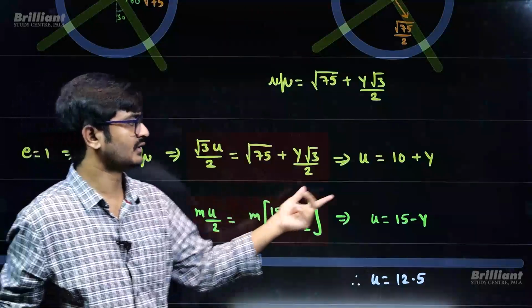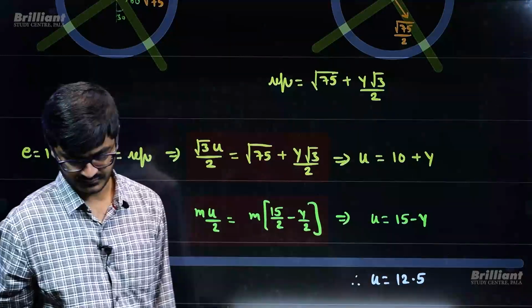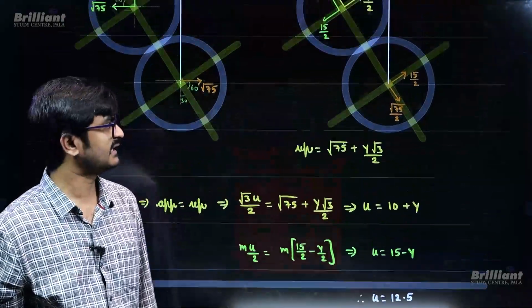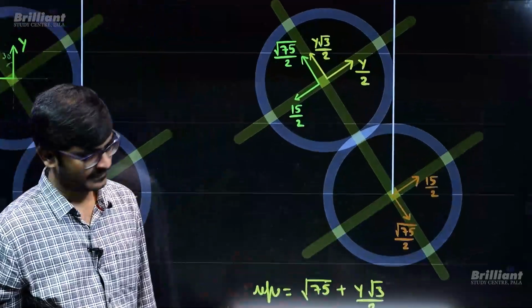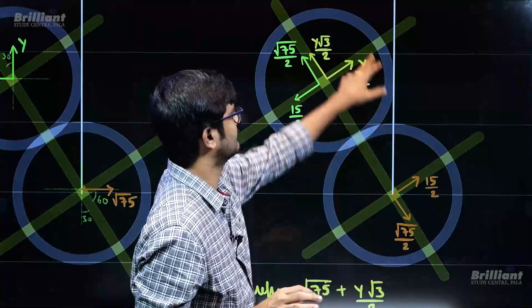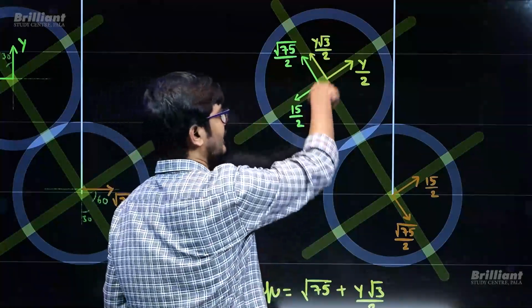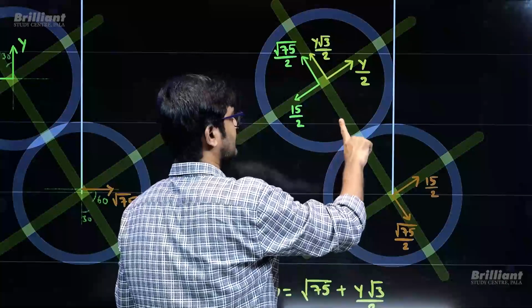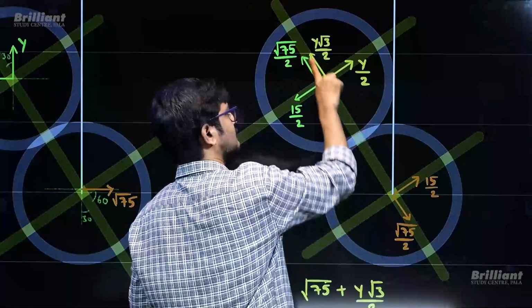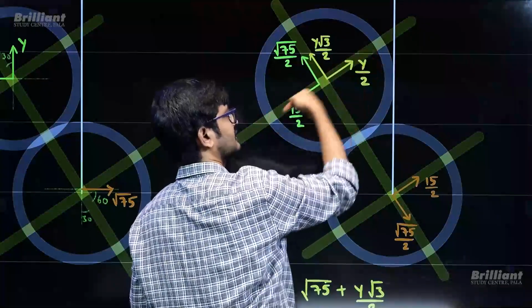But I need to get one more relation because there are two unknowns. So I need to get one more relation. For that relation, I am looking at only this guy as my system. If I look at only this guy as my system, weight is a non-impulsive force. Now there will be normal on this guy in this direction. So I can conserve momentum along this direction.